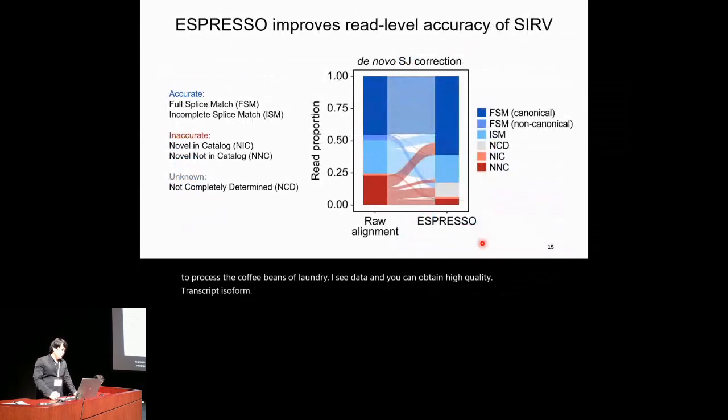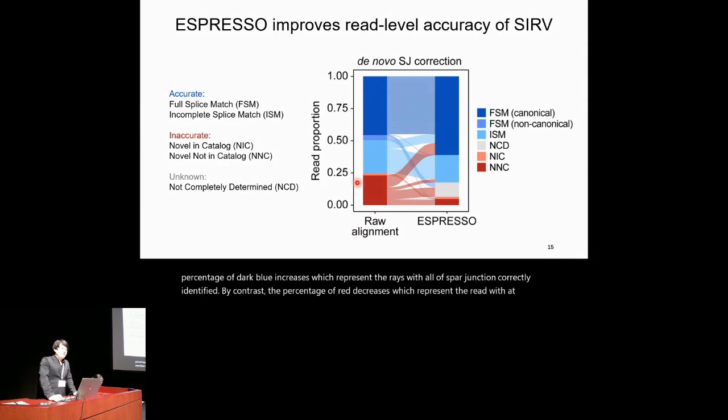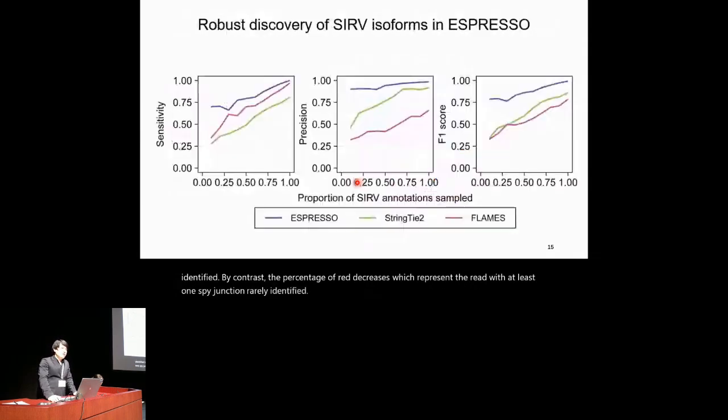After we developed ESPRESSO, we needed to evaluate its accuracy at the read level. As we can see here, after the correction of ESPRESSO, the percentage of dark blue increases, which represents the reads with all of the splice junctions correctly identified. By contrast, the percentage of red decreases, which represents the reads with at least one splice junction wrongly identified. Of course, we care more about the transcript level performance.